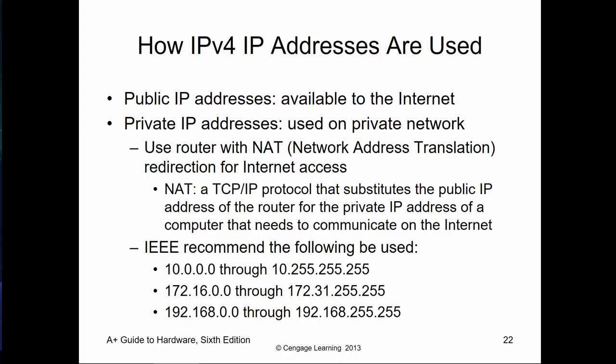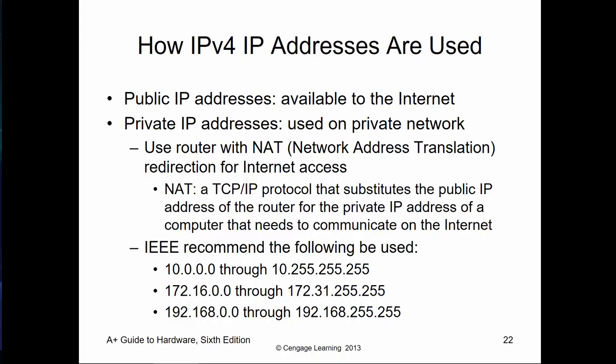IANA controls public IP addresses. Those are the IPs available on the internet. We also have private IP addresses that mask a public IP address. So we can have lots of private IP addresses that are masking it to a public IP address, and that process is called NAT, Network Address Translation.